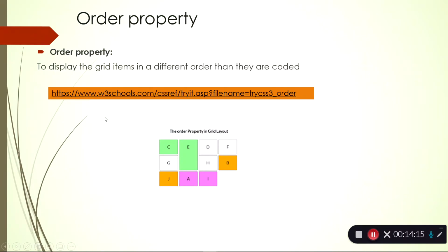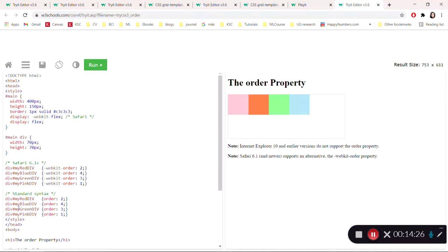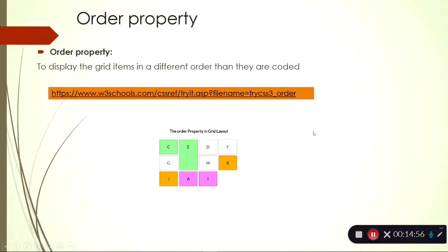Next is the order property. We have seen the order property in Flex also. We can change the order of the placement of the elements by using the order property. Let's see how we can do it. For example, you can see here there are different divs, and we have changed the order to 1, 3, 4, 2. So you can change the order in a way that it is 4, 3, 2. You can see this is the same as with flex. So order is a general property that you can use in both flex and grid to change the placement order of the elements.